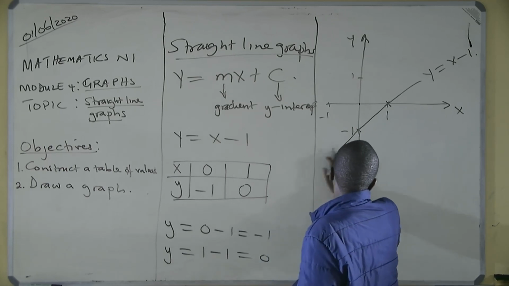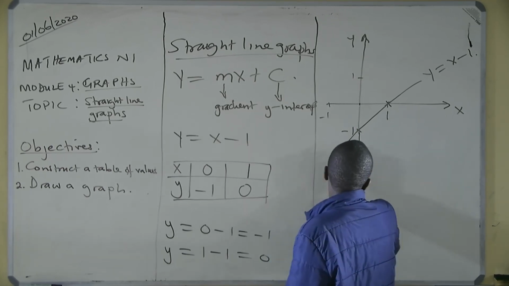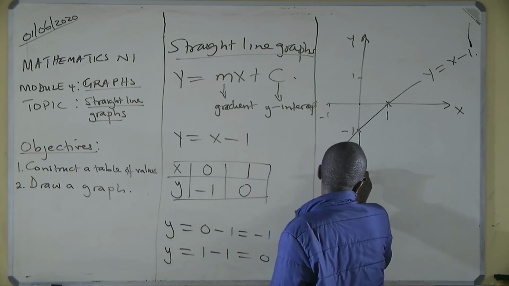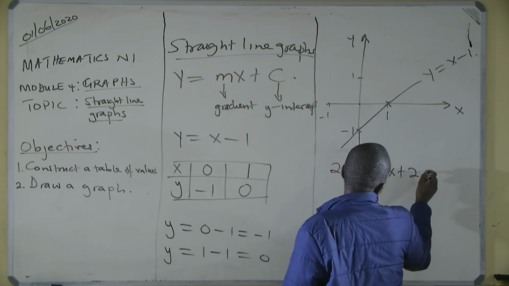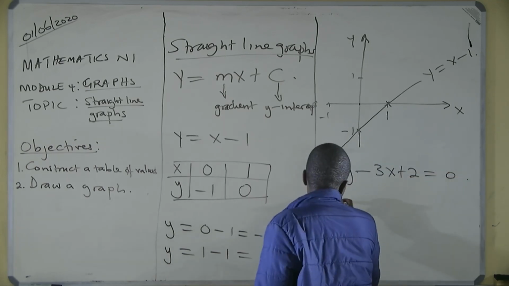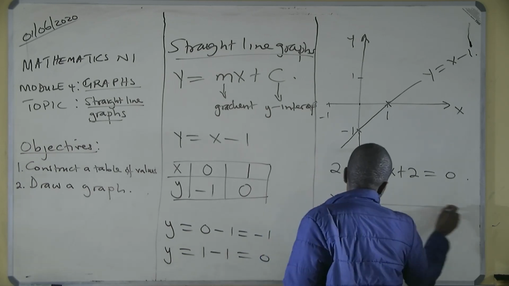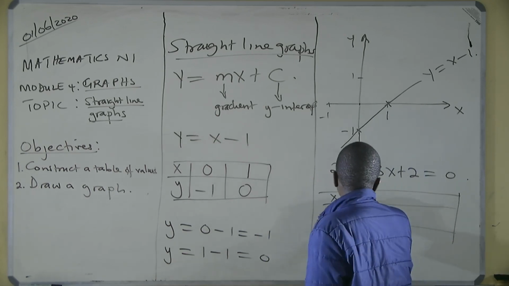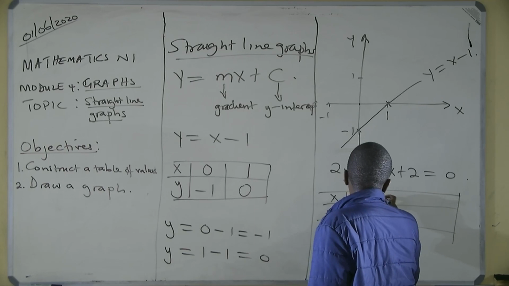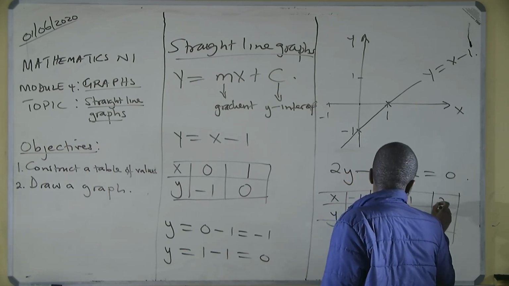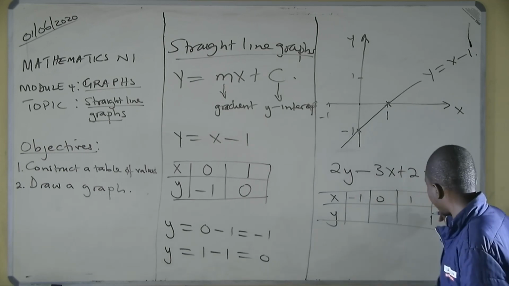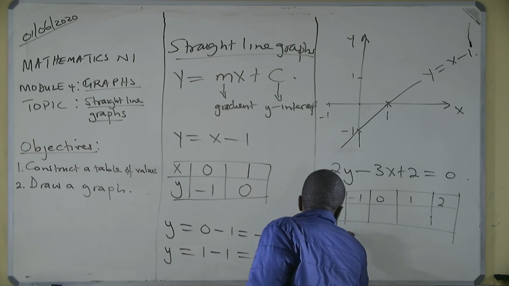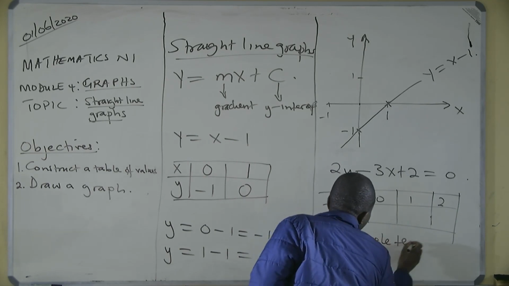Now I want to move on to another example. This is a typical example where we have the graph of 2y minus 3x plus 2 being equal to 0. In this case, you are given a table where x is minus 1, 0, 1, 2. Then we are required, first of all, to complete the table.